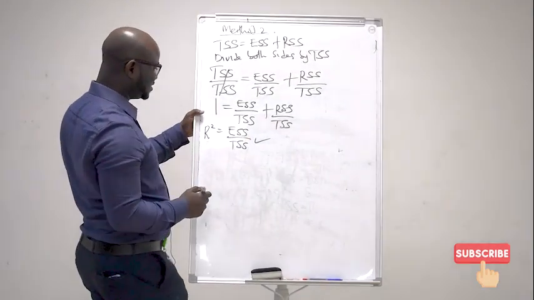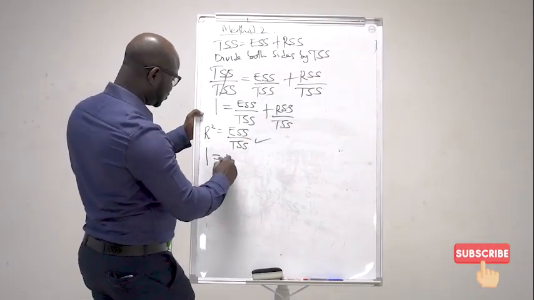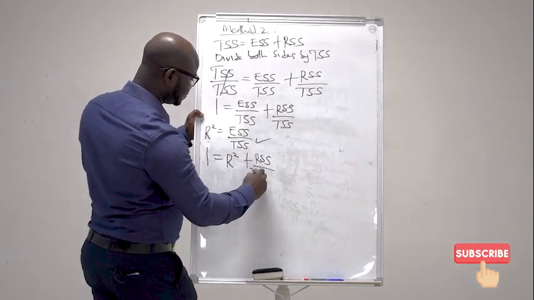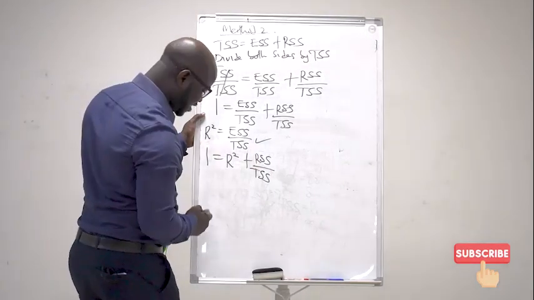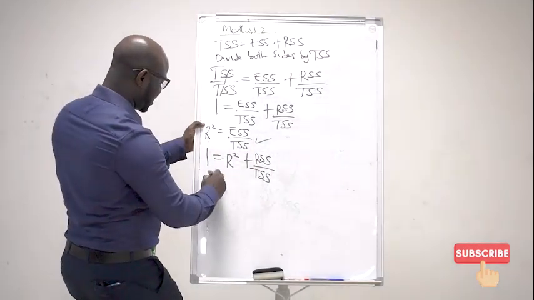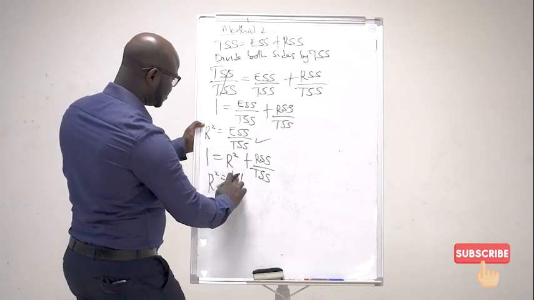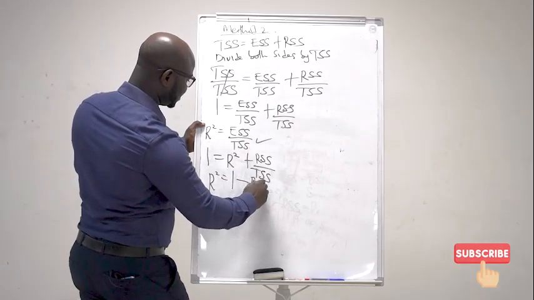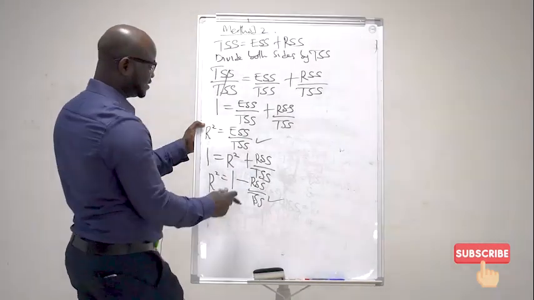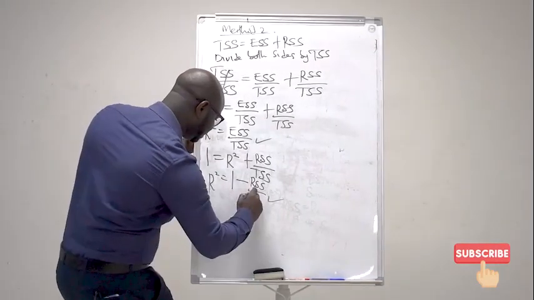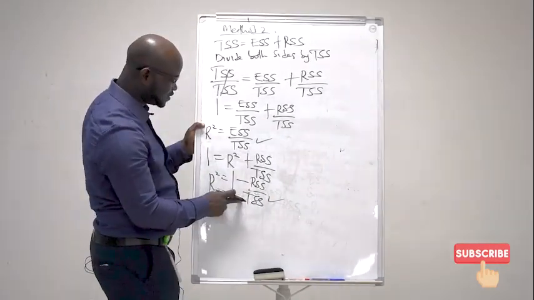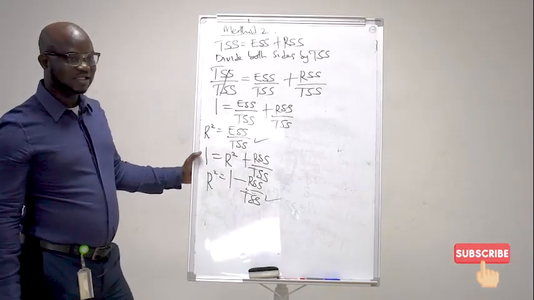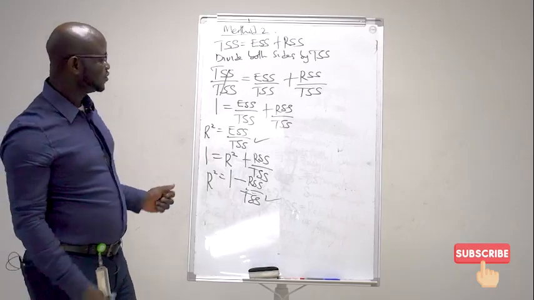Or we can rewrite this as 1 equal to R squared plus this, right? So to make R squared the subject of the formula, we can say that the R squared will be 1 minus RSS divided by TSS. So should I use this or use this? You are expected to get the same thing, class, right? So method 3 now.